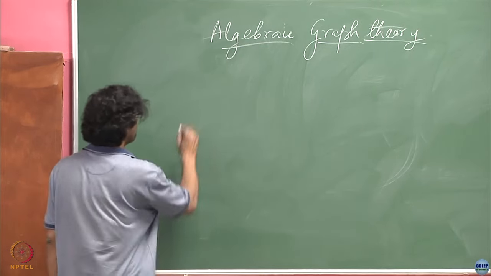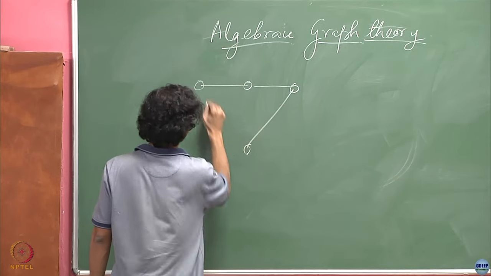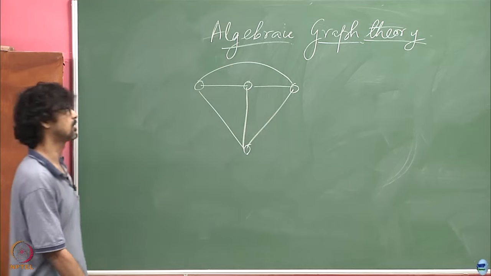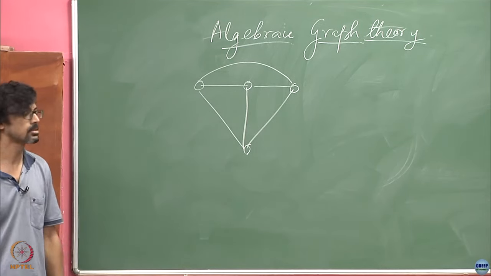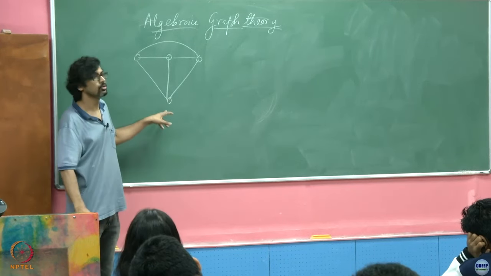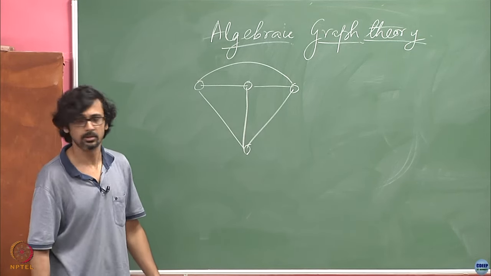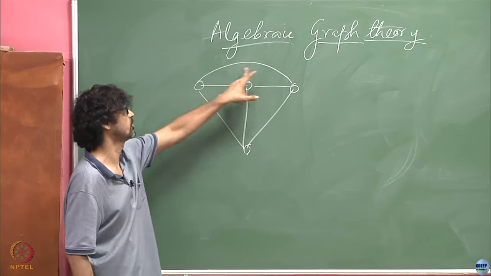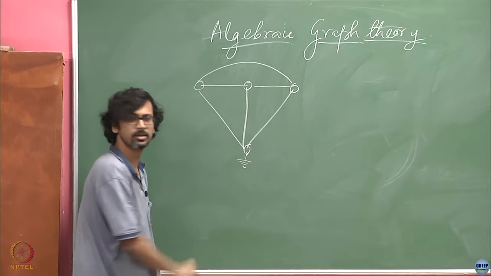So with every graph that you can draw, say for example, a graph like this, suppose this is a graph. It could mean anything. It could mean an electrical circuit, for instance, where you do mesh analysis and node analysis, Kirchhoff's current law, Kirchhoff's voltage law, right? So this is basically an electrical circuit. If I tell you this is an electrical circuit with 3 loops, and these are the nodes, you can sort of ground this node.